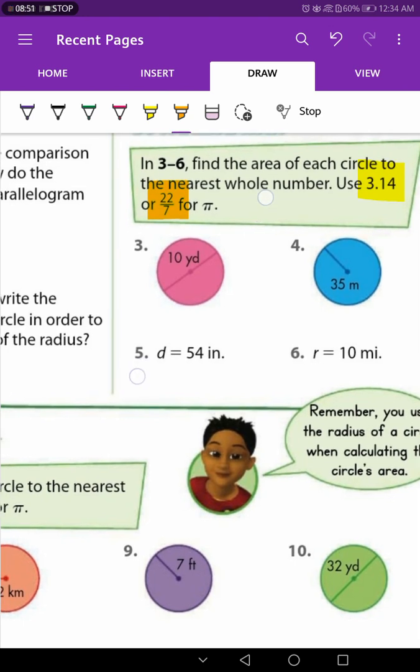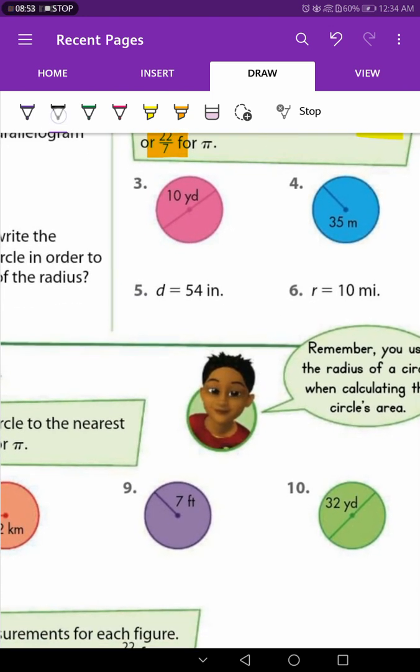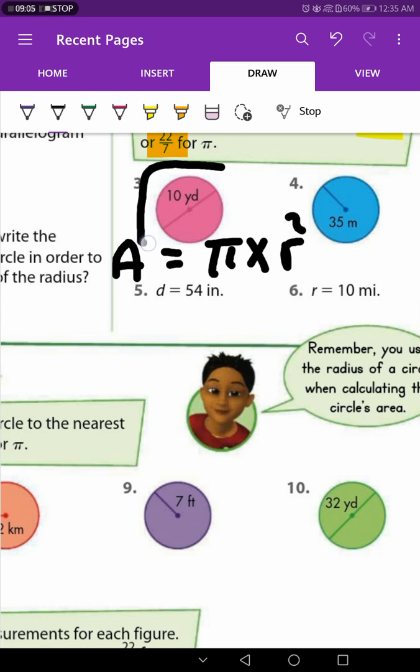Okay, so we are looking to find the area. The area equals pi multiply r square. Memorize this, very important. Okay, now what is given in question 3 here? What is given here? R or D? Yes, it is D. But teacher, I need R. You know that the R is the half of D.